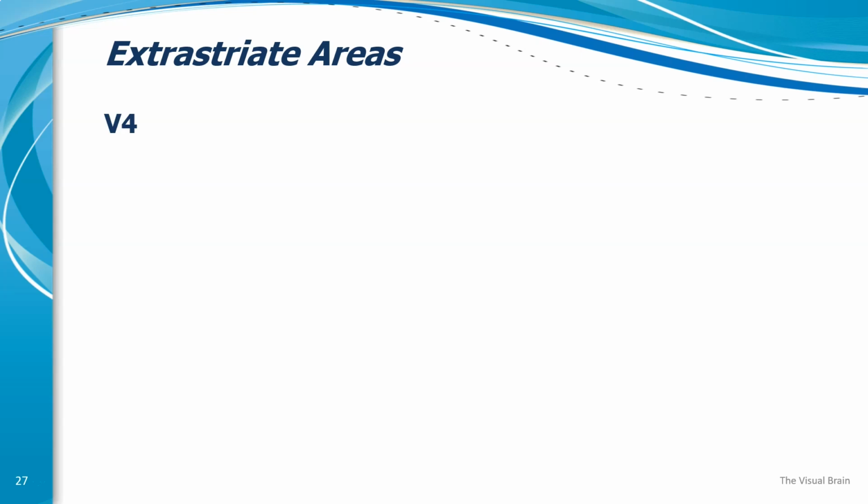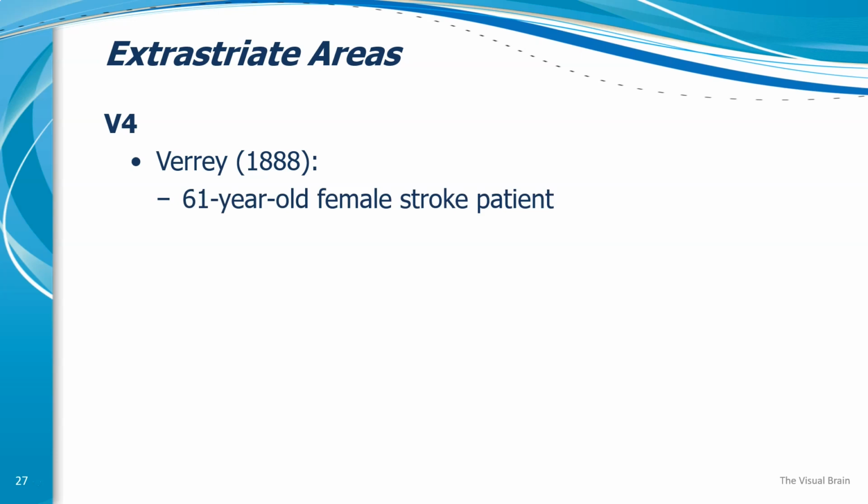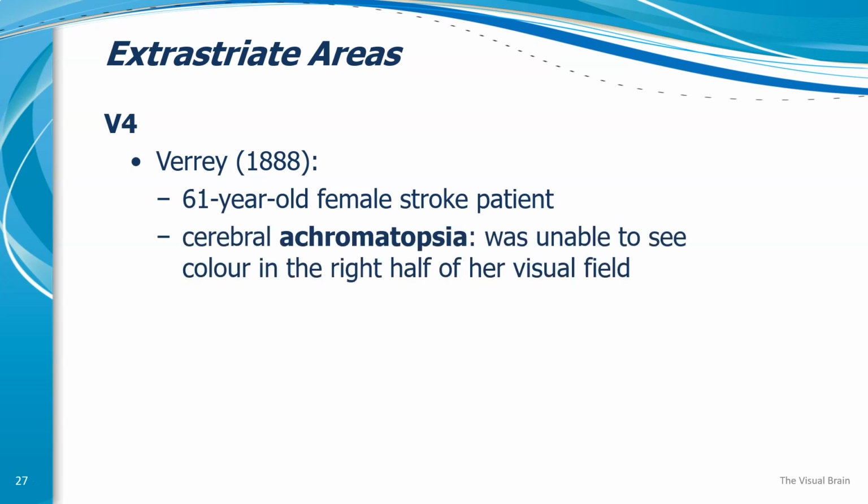And what we know about V4, we've known for quite some time, going back to a case study published in 1888 of a 61-year-old female who had a stroke in this area and suffered what's called cerebral achromatopsia. I have to point out, it is cerebral, meaning it pertains to the brain. You can have achromatopsia that is not due to brain damage. Chroma means color, and the prefix a means not. So the problem that this woman experienced was she couldn't see color.